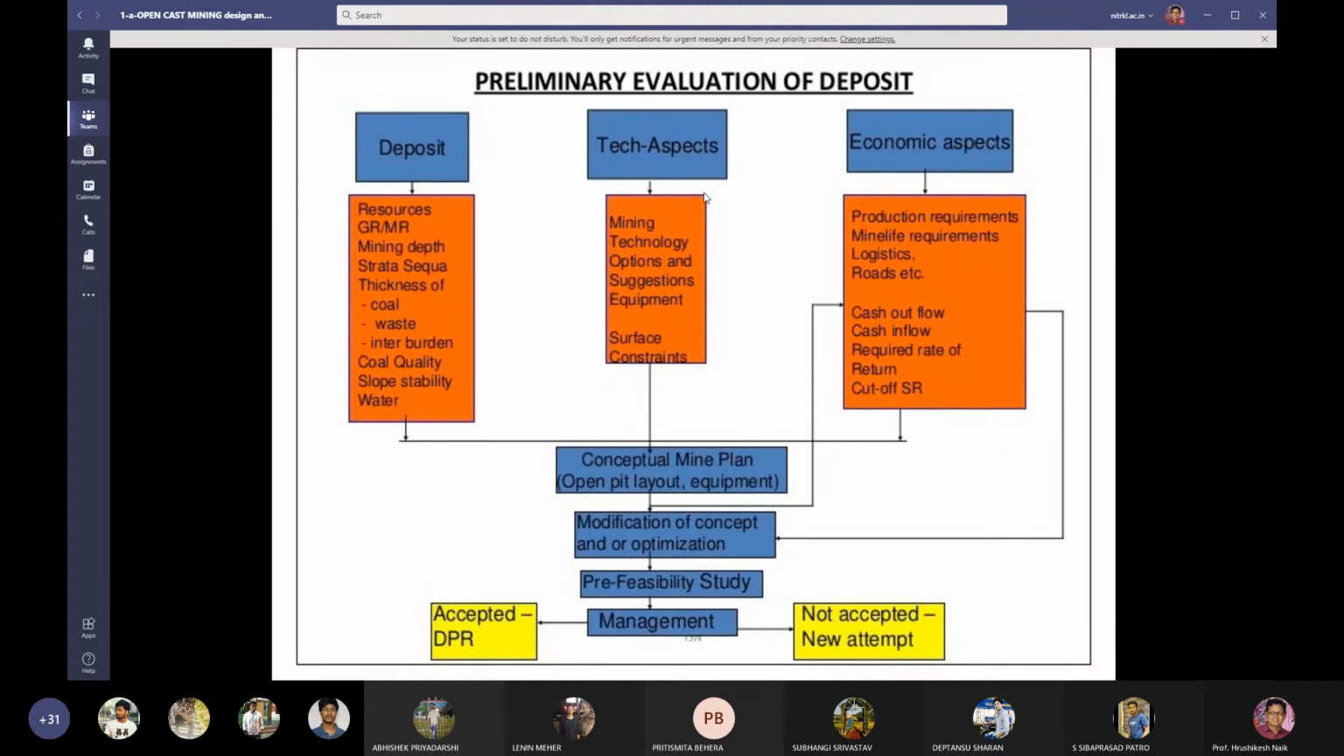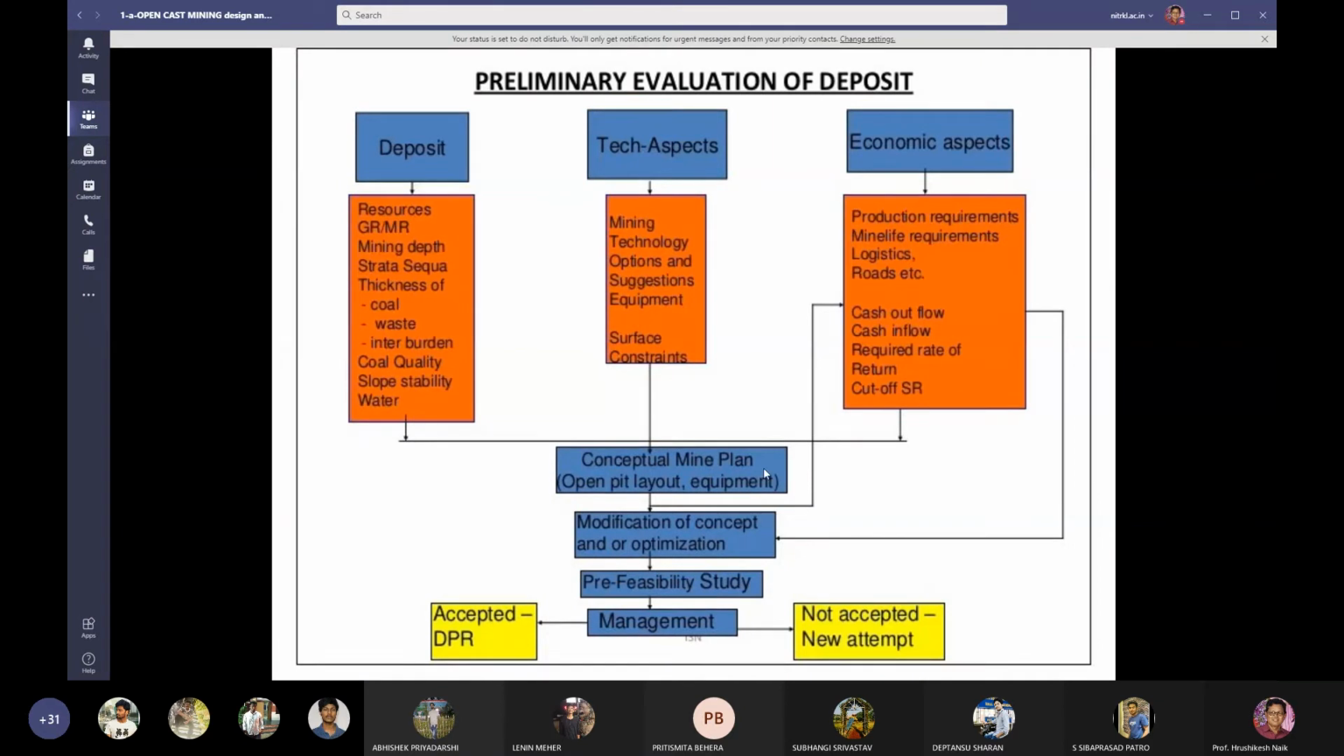Then you have to study the technical aspects like mining technology, what technology you are going to use, options and suggestions of equipment, and what the surface constraints are. Then you have to study the economic aspects of surface mining: production requirements, mine life requirements, logistics, roads, cash outflow, cash inflow, required rate of return, cut-off stripping ratio. All these things are evaluated before the mining is carried out.